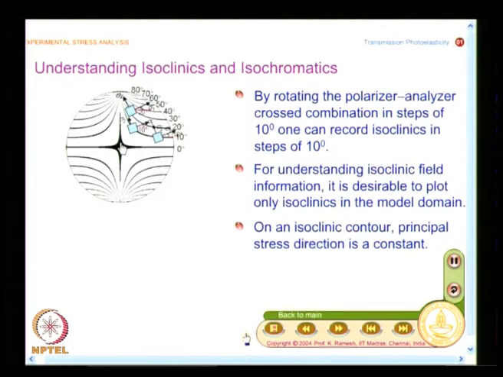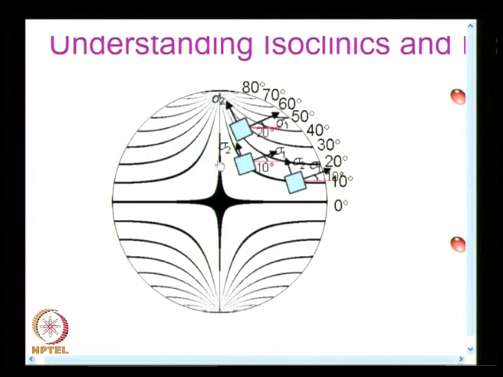And what you have here is an isoclinic labeled as a 10 degree isoclinic. Sigma 1 and sigma 2 can have different magnitudes, but their orientation remains constant in this isoclinic. If I go to a 20 degree isoclinic, the angle becomes 20 degrees, and you have to extract this data by several different positions of the polarizer analyzer combination.